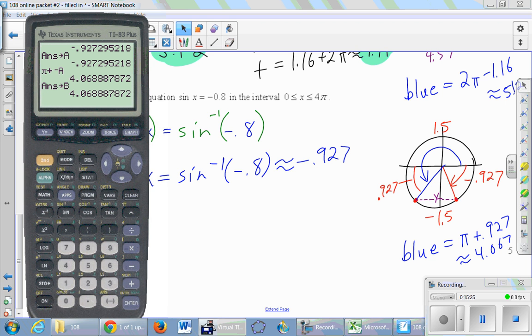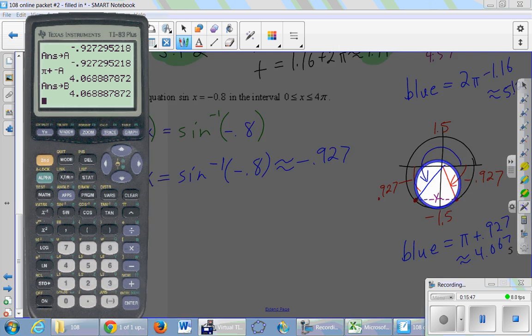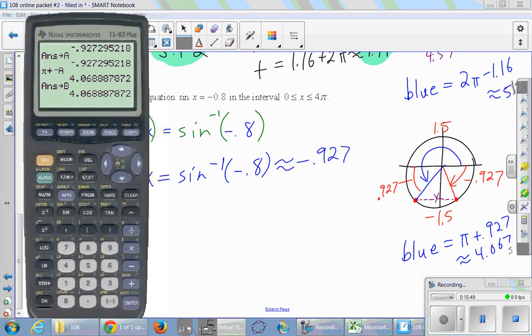Okay, and then all we have to do is add or subtract as many multiples of 2 pi as we want. We are just looking for the answers that are between 0 and 4 pi. It seems like we have 2 of them so far, 4.067 and negative 0.927. But wait a minute, this guy is negative. Even though it's one of our fundamental answers, apparently instead of going this way, we were supposed to go around to here. No problem. We'll just add 2 pi. It's the same basic rule. Just add or subtract as many 2 pi's as you want.